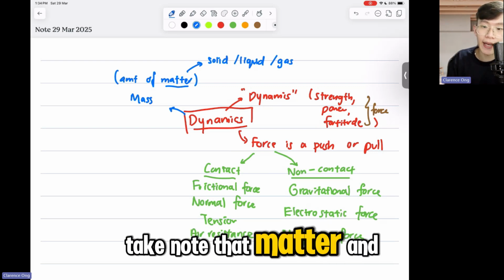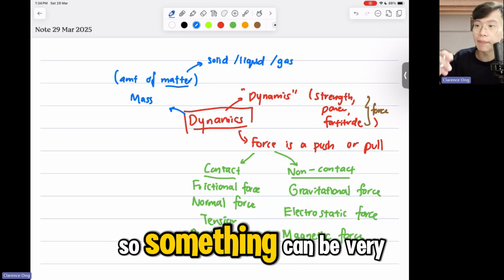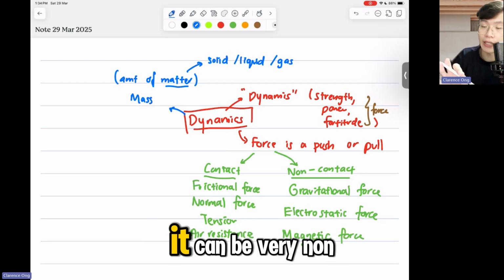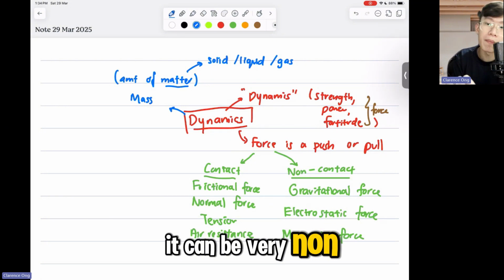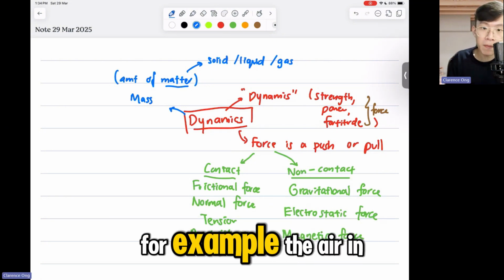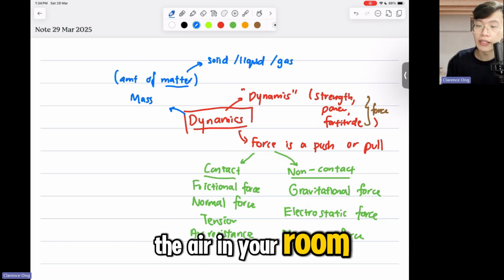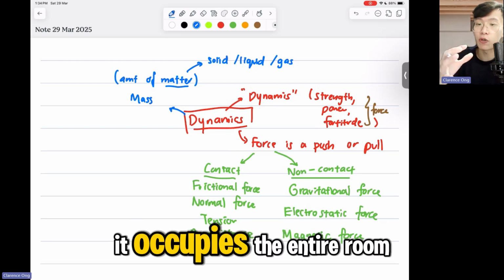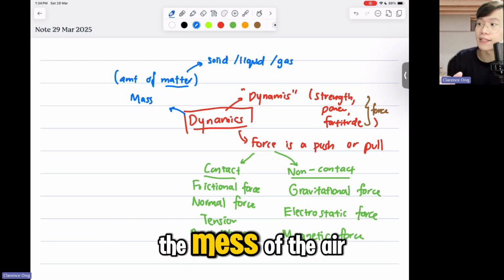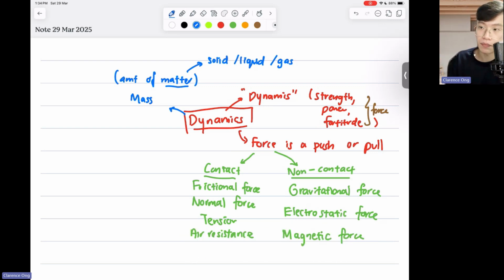Take note that matter and volume, they are two very different concepts. So something can be very large, but it can weigh very little. Okay, it can be very non-massive. It can be very light. For example, the air in your room takes up a very large volume. It occupies the entire room. But the mass of the air inside your room may not be that large.